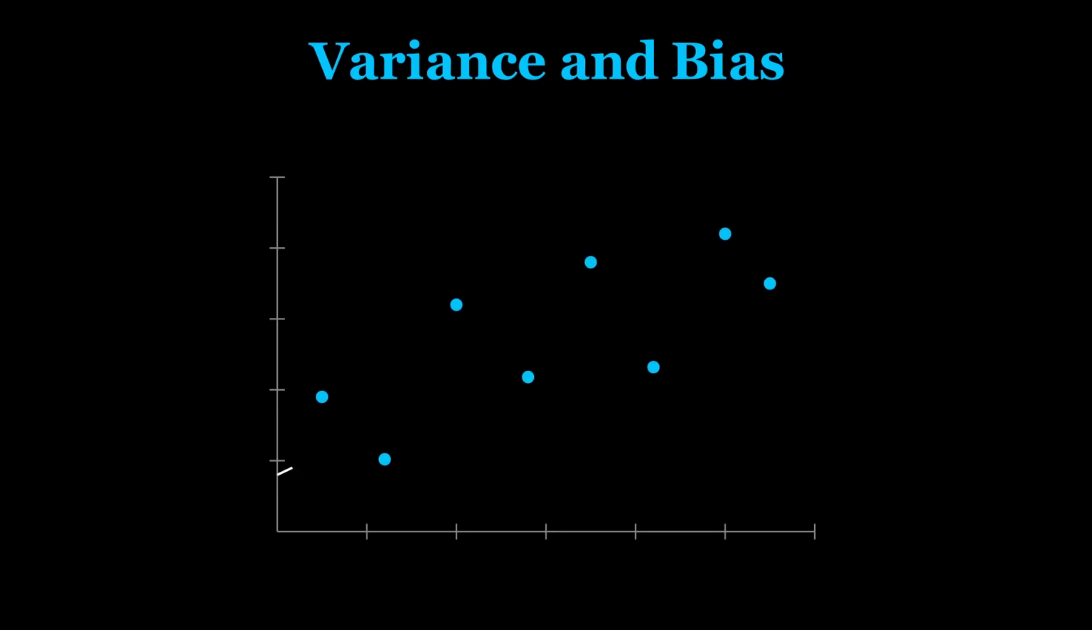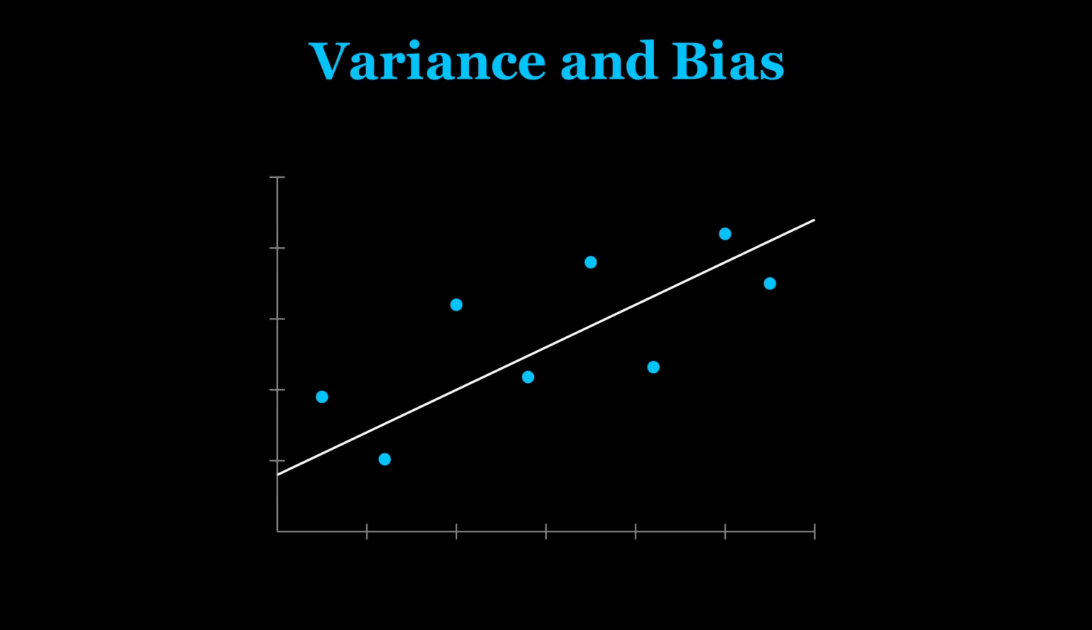Variance and bias are two important concepts in statistical modeling that help us understand how well a model fits the data. Let's look at a simple example. We plop some points down and fit them with a linear regression line. What are some ways we can determine if a model is a good fit?